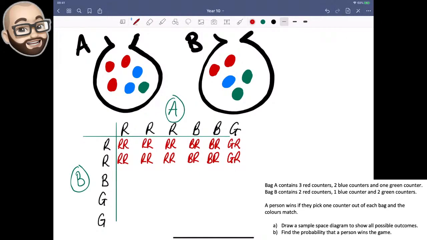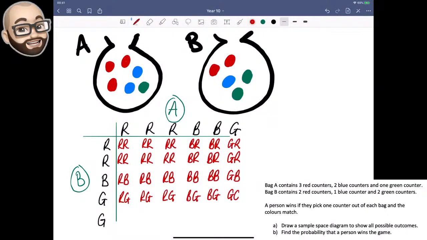And now we're going to get red followed by a blue, red followed by a blue, red followed by a blue, blue and a blue, blue and a blue, a green, then a blue. This is red and a green, red and a green, red and a green. This is a blue, then a green. This is a blue, then a green.